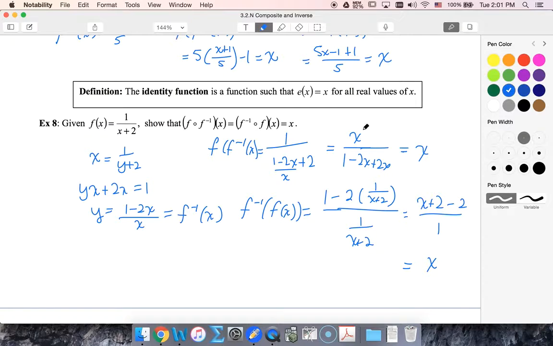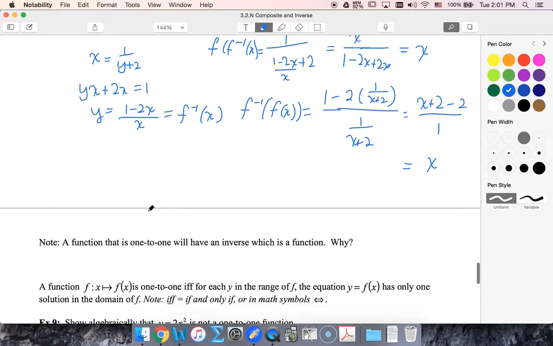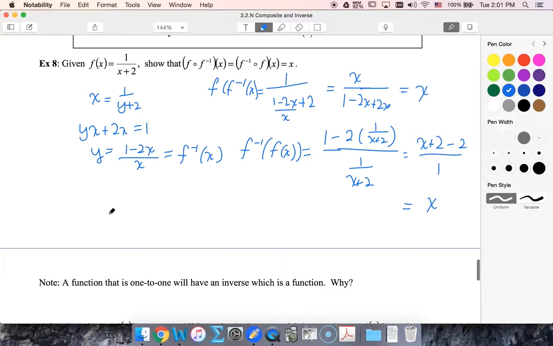Phew! So any function, so this is always true, that f of f inverse of x is always going to equal f inverse of f of x, and it should always equal x. So if you do a composite and the result is x, well, one of those functions is the inverse of the other. It's a nice way to prove inverses. Hint, hint.